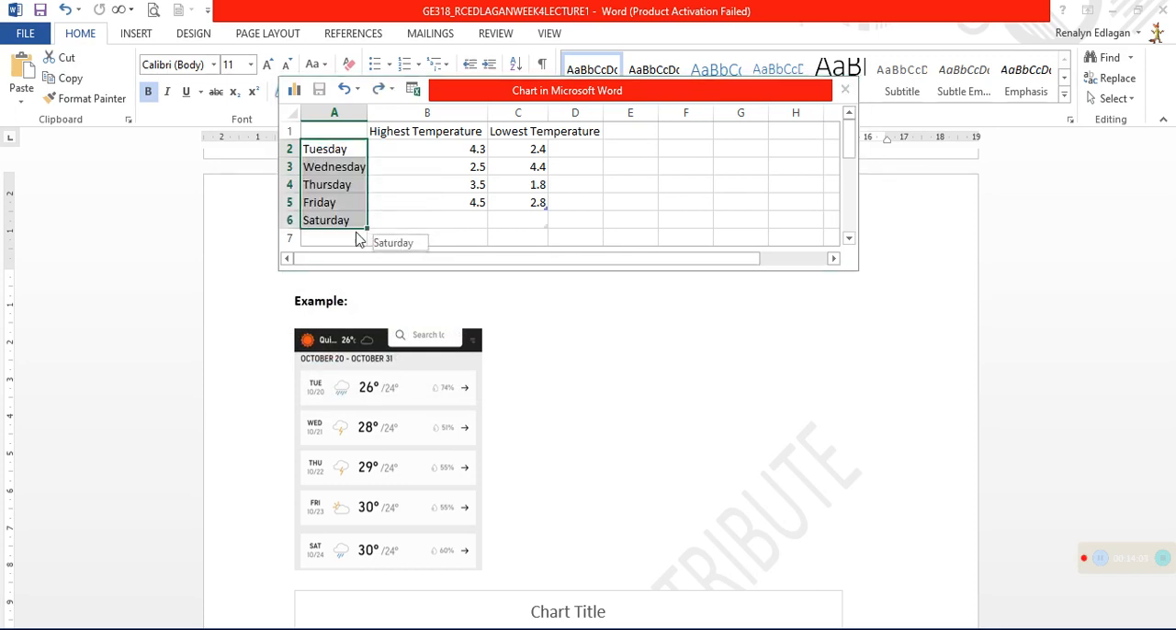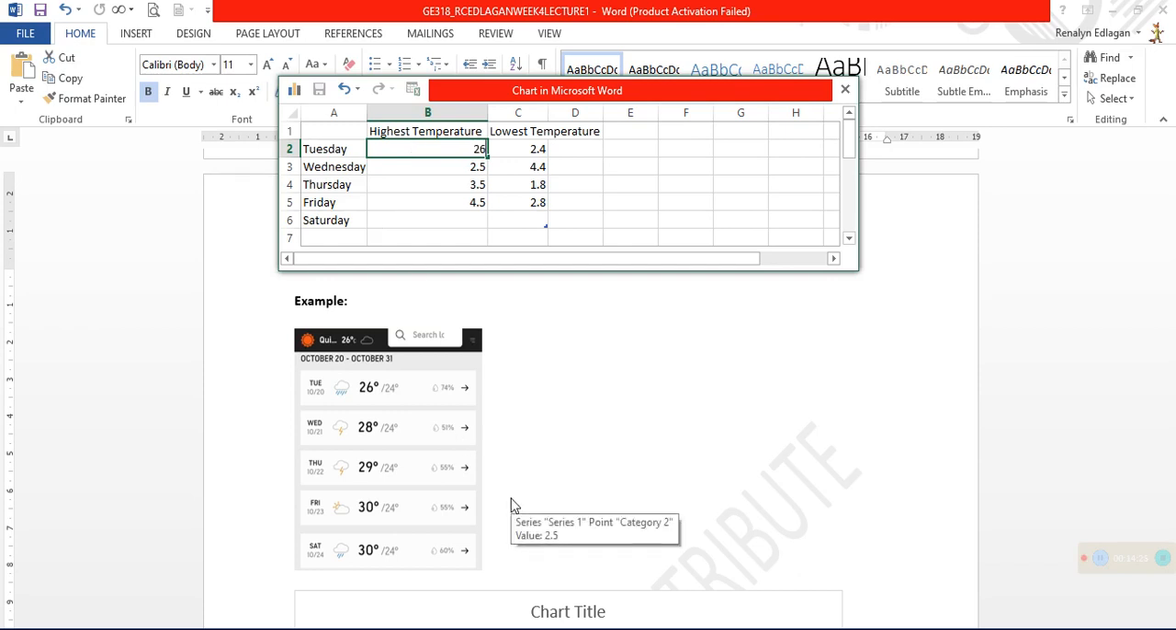I-drag nyo lang siya pababa. Magja-generate na siya kung gaano kalayo yung data na gusto nyong makuha. Pwede pa i-extend ulit. Sunod yan, Sunday. Tapos babalik ng Monday. Ganun. Now, let's record the highest temperatures for the next 5 days. On Tuesday, the highest temperature will be 26.